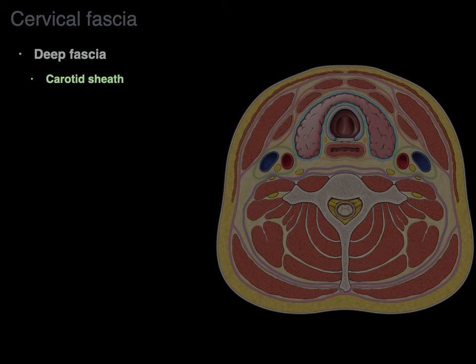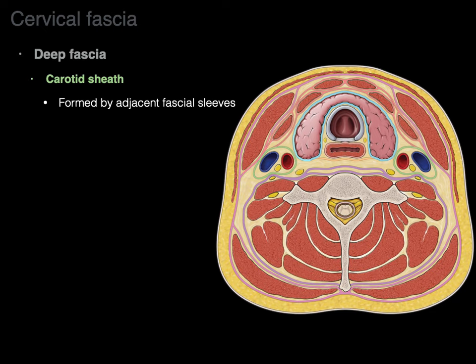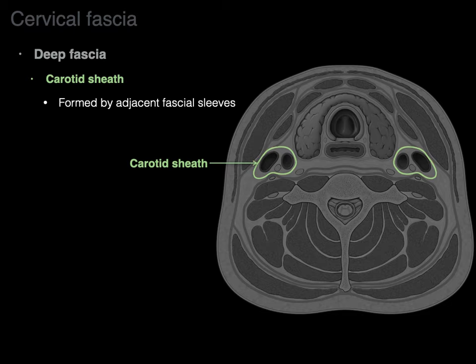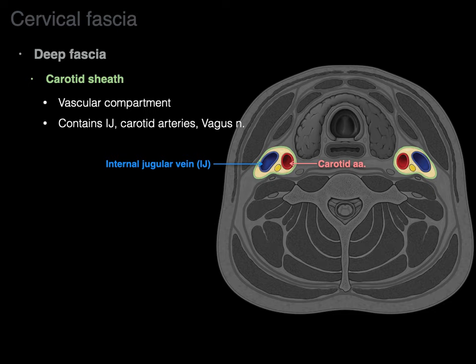Now the carotid sheath is that blinking structure, and it is formed by the adjacent fascial sleeves, like the deep investing fascia by the sternocleidomastoid, the prevertebral fascia by the anterior scalene, and the pretracheal fascia on the edge of the thyroid. All of those segments then condense around and form this vascular compartment called the carotid sheath. And this vascular compartment contains the internal jugular vein, the carotid arteries, and the vagus nerve, like that. Now, what's not seen here are the deep cervical nodes and the carotid sinus nerves.